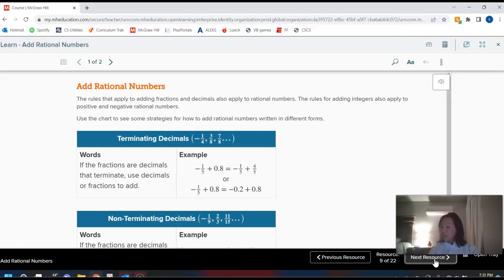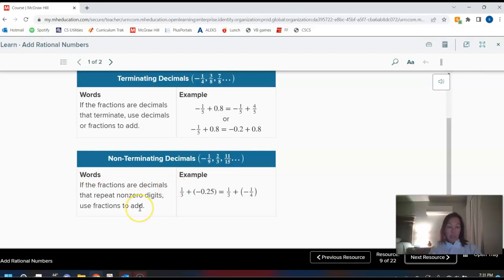And it'll be tricky because sometimes we're going to add fractions with fractions, decimals with decimals, but sometimes we'll have to add mixed forms, a fraction and a decimal, for instance. So the way we're going to do that, we're going to change them both to the same form. So if we have one of each, we'll either change them both to fractions or both to decimals, and then add them together.